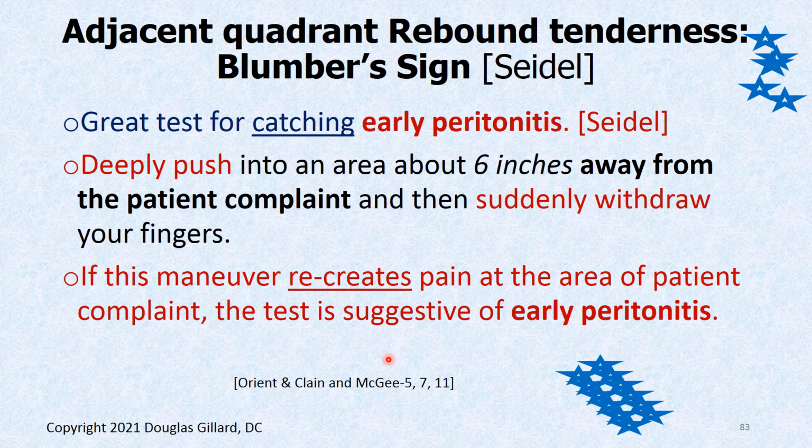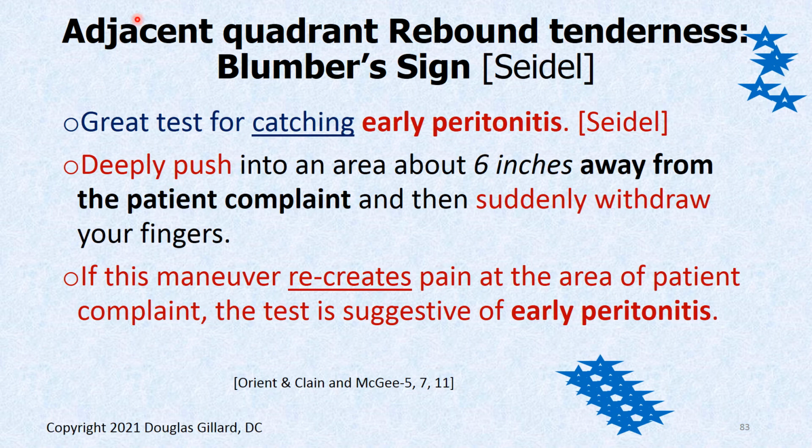Maybe you can't do a rebound test on them because you can't even push in there, it's so sore. Go into the other quadrant. Go about 6 to 8 inches away from the site of pain and push your fingers deep into that area, and then suddenly release. Do a rebound test 6 inches away from their pain. If that recreates pain where they normally feel the pain, in our example the left lower quadrant, that's a pretty good sign they have peritonitis, and they better get to the ER ASAP. Peritonitis can kill you because it goes into septicemia so easily.